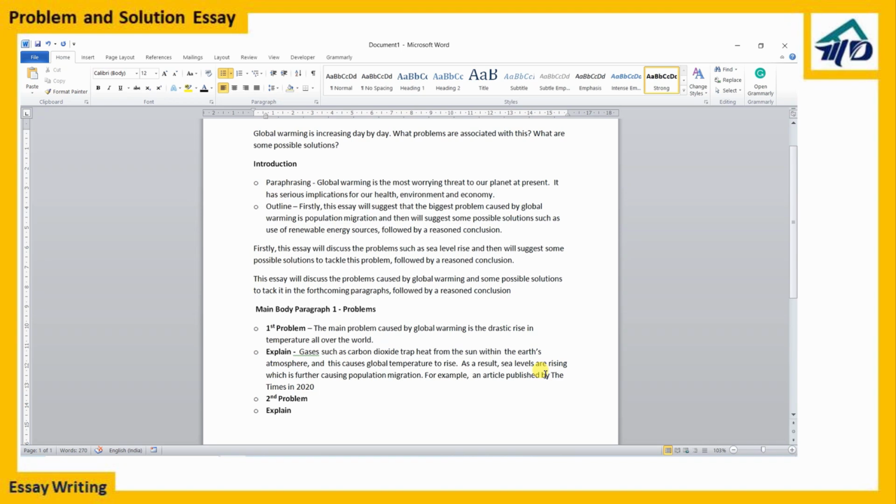An article published by the Times in 2018 reported that the estimated number of climate refugees by 2050 would be 250 million people.